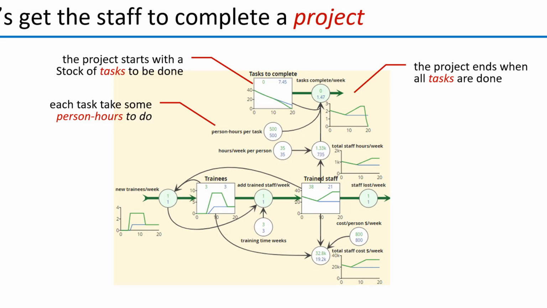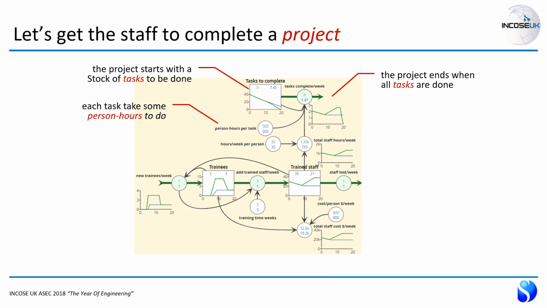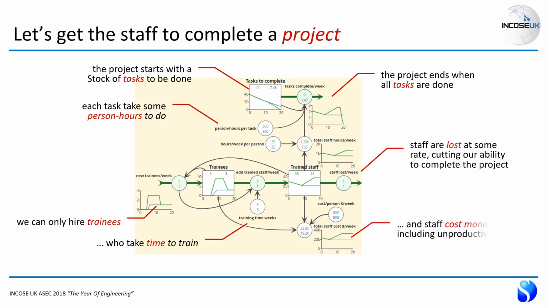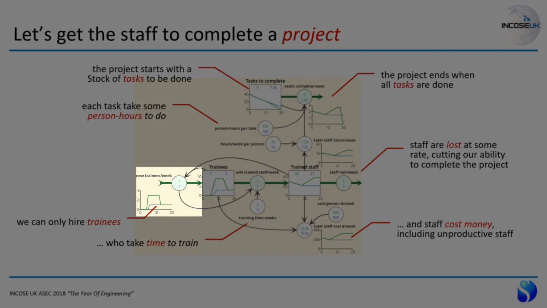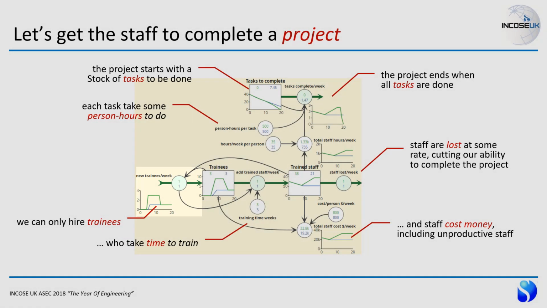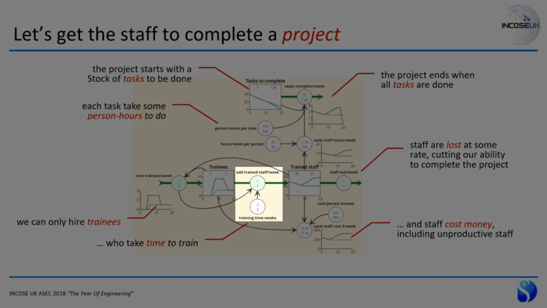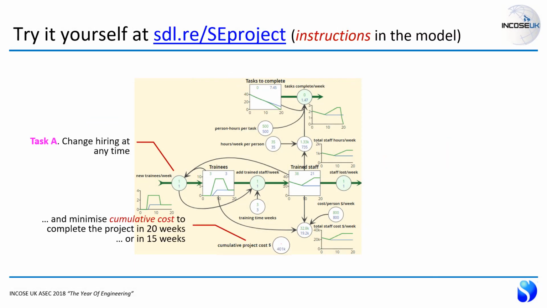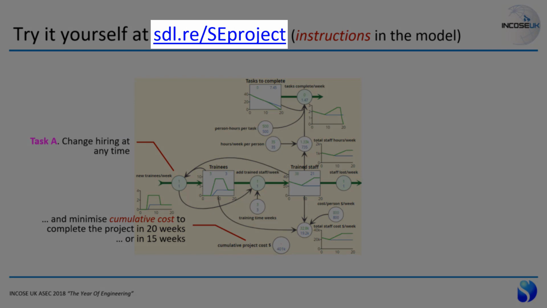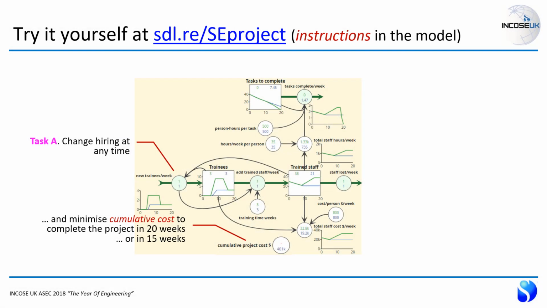There's no fancy maths or anything in that. Slight complication is that staff are being lost and the people we hire are not trained. So we actually have to change the hiring rate of trainees, and after a training period, then they become available to actually do the work. So in that model, you can try this. There are instructions in the model how to run it.